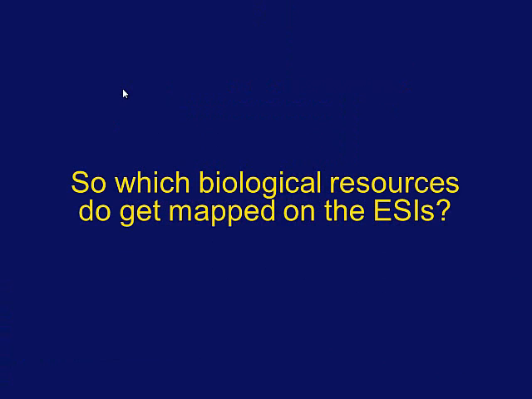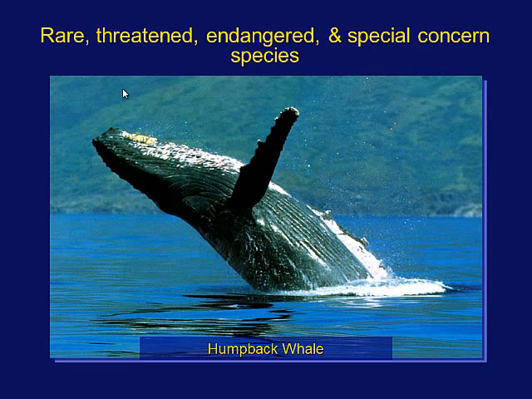So then the question is, what types of resources do get mapped on the ESIs? The species that get mapped are those that are more at risk in the event of an oil spill, and/or that we have more concern about for one reason or another. Those are things like threatened and endangered species, or species that are rare or of special concern.